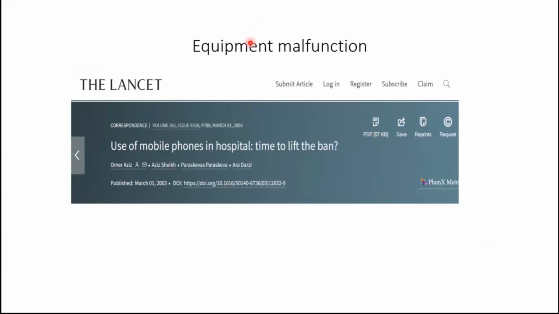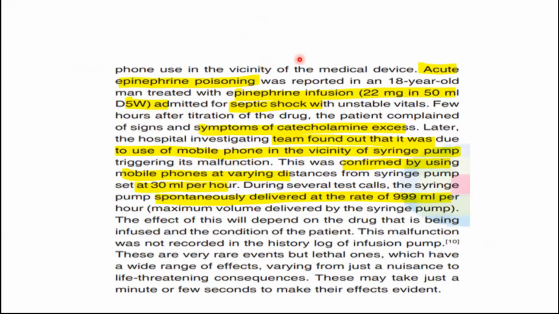There are various case reports on equipment malfunction. This was a report published in Lancet. An 18-year-old patient was diagnosed with septic shock and was being treated with epinephrine infusion. Later on, according to the clinical condition of the patient, the epinephrine infusion was escalated. But later, the patient developed symptoms of catecholamine excess, and eventually the patient succumbed. Retrospectively, the hospital team investigated and found that it was due to use of a mobile phone in the vicinity of the particular syringe pump, which triggered its malfunction.